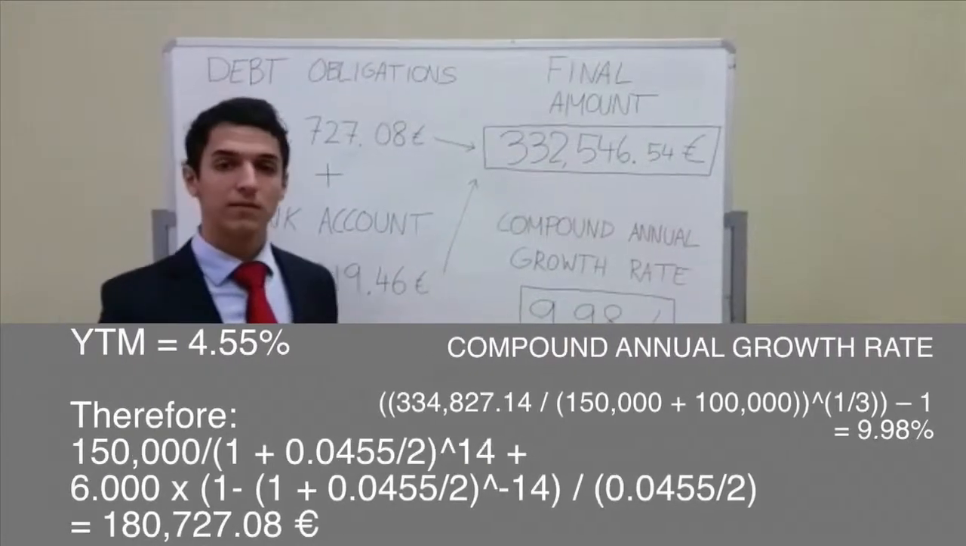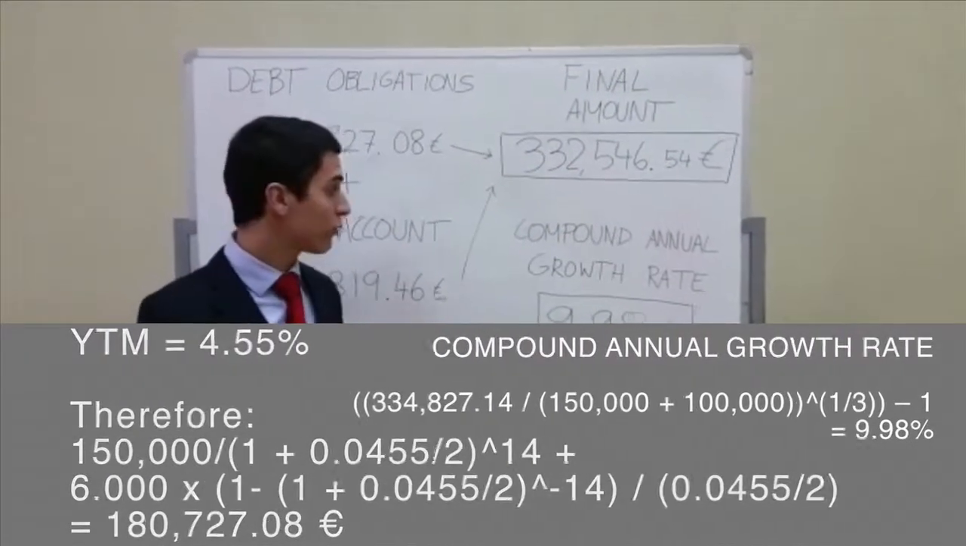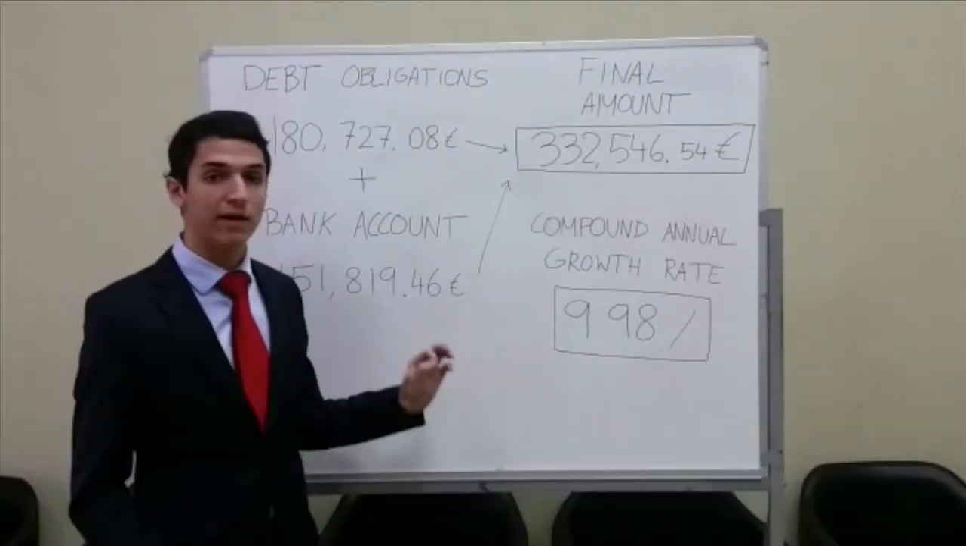So this will mean that our first investment has grown with a compound annual growth rate of 9.98%. And the amount of money available will be this. Yes, that amount of money. And this will buy you something like this.